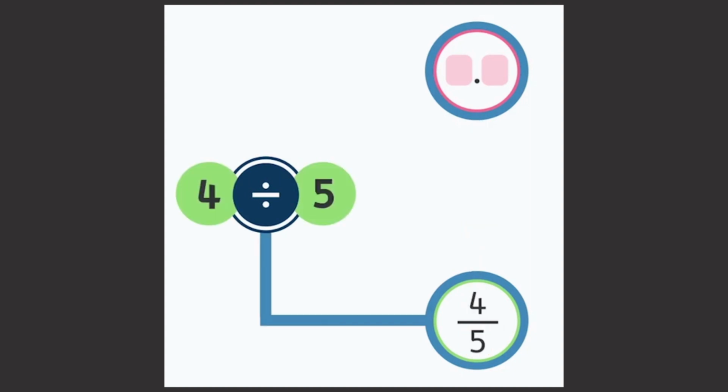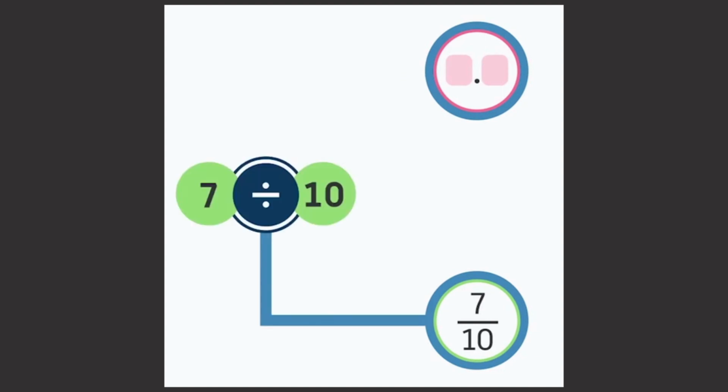To change a fraction into a decimal, you divide the numerator by the denominator. To convert 4/5 into a decimal, divide 4 by 5, which gives 0.8. If you want to change 7/10 into a decimal, divide 7 by 10, which is 0.7.